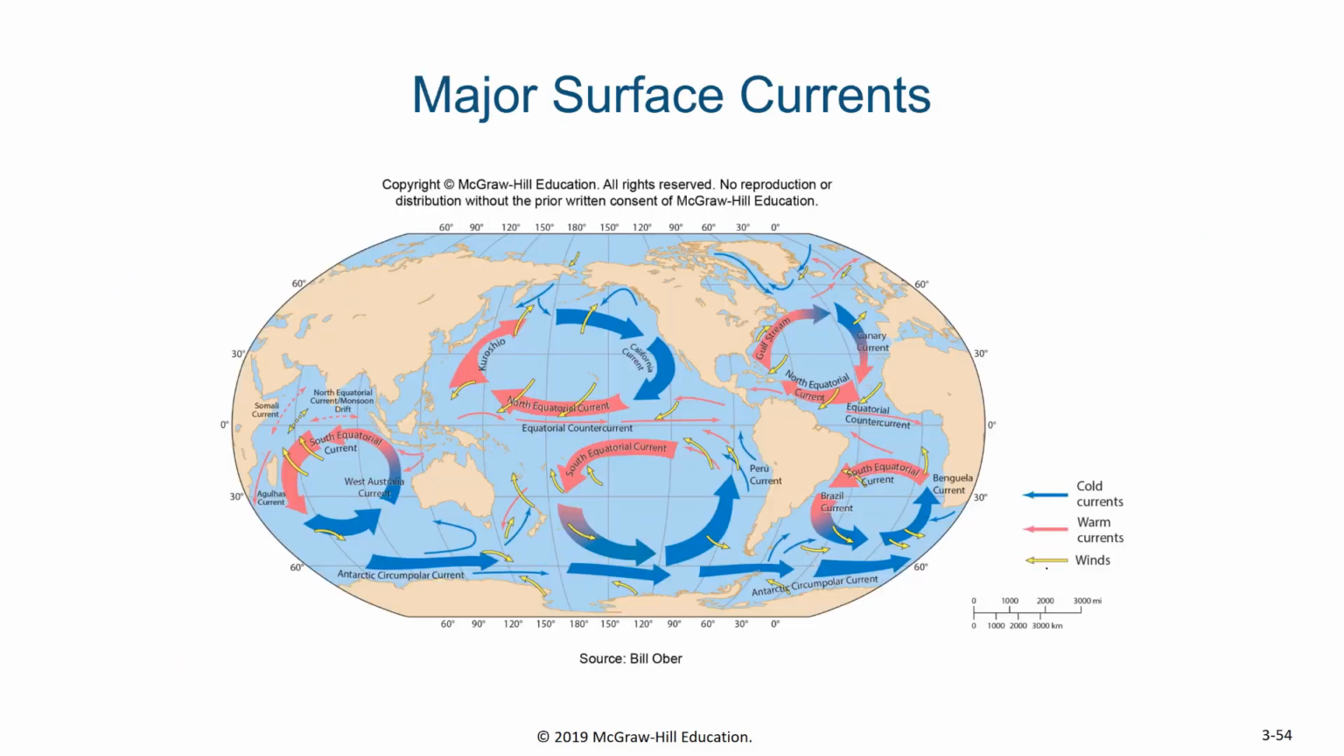Here we can see some of the major oceanic gyres, including those in the North and South Pacific, North and South Atlantic, and also within the Indian Ocean. Now, because of the hemisphere that these gyres are found on, the gyres in the northern hemisphere circulate in a clockwise direction, whereas the gyres in the southern hemisphere circulate in a counterclockwise direction.